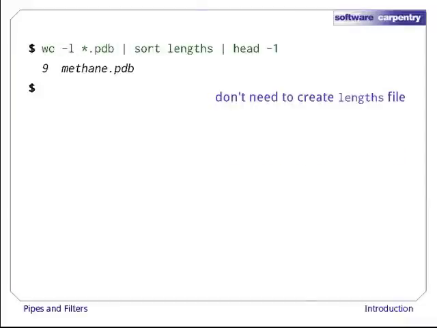Well, if we don't need to create a temporary file sorted lengths, can we get rid of the lengths file too? The answer is yes. We can use another pipe to send the output of wc directly to sort, which then sends its output to head. This is exactly like a mathematician nesting functions and saying the square of the sine of x times pi. In our case, the calculation is head of sort of word count of star.pdb.